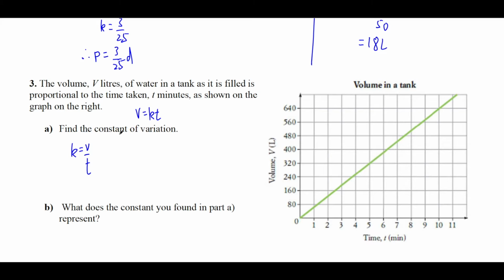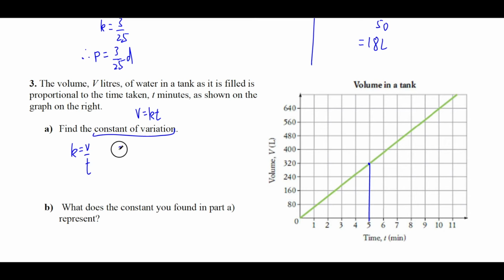And this is basically the gradient of this graph, okay? Because think about it, V over T is what? V is the rise, T is the run. So it's just the gradient. So let's just pick a point which we can easily read off. So let's just pick that point, okay? That point looks pretty good. So we just have to find the rise. So what's the rise here?